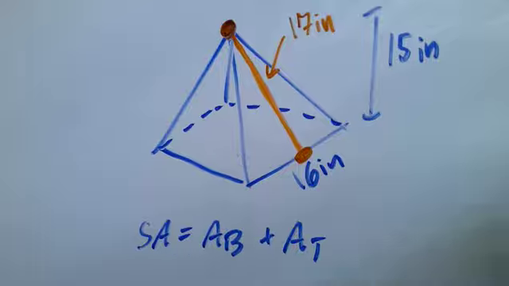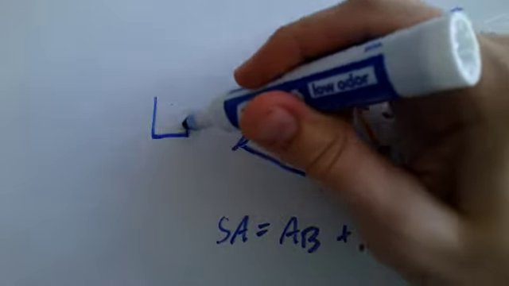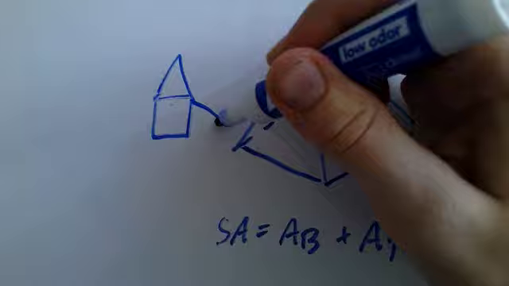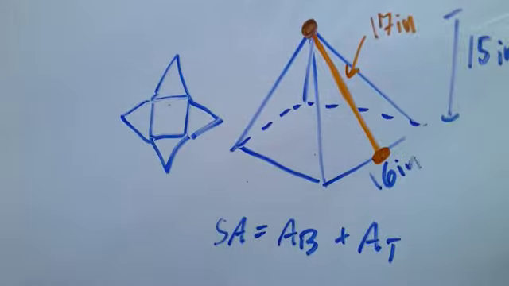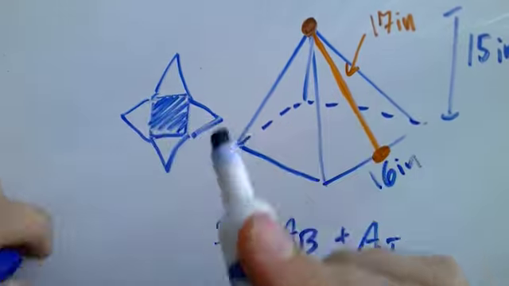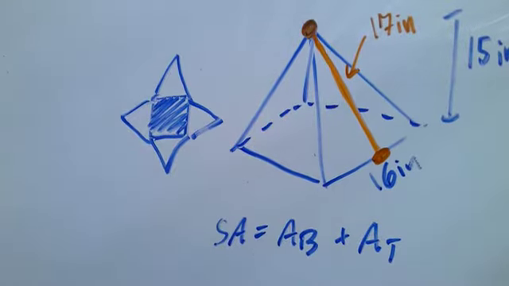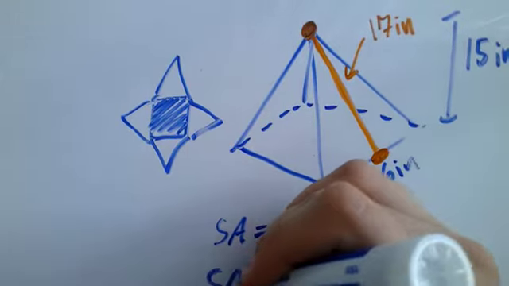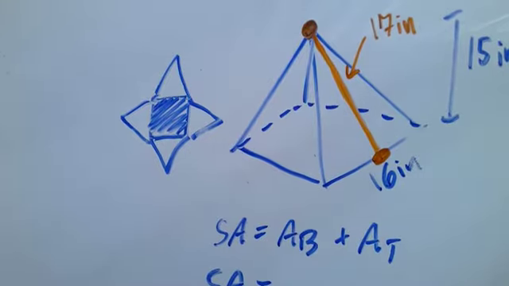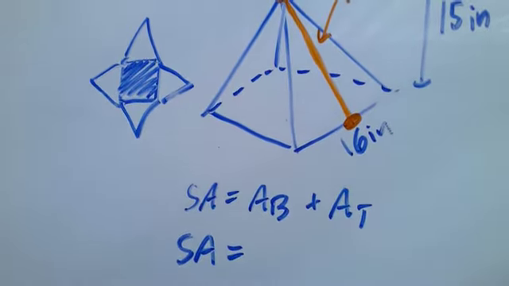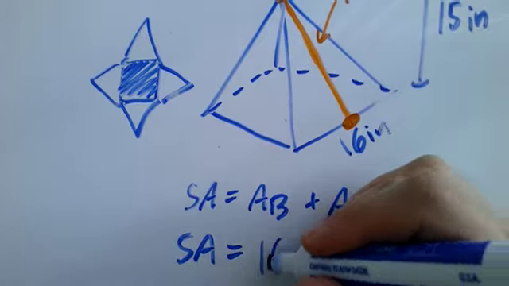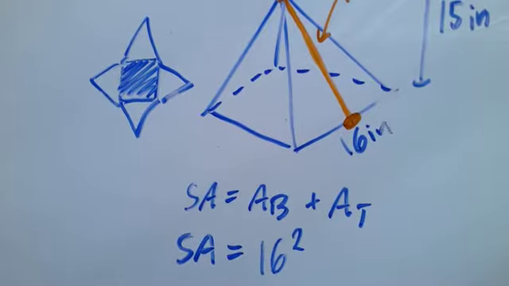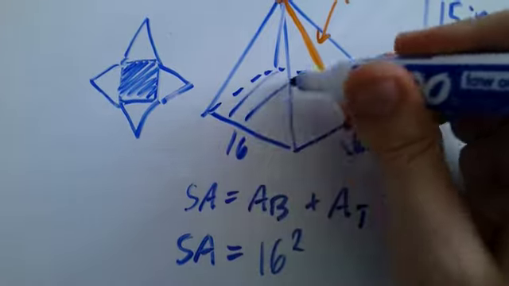Just imagine this pyramid folded out, right? If I take all of those sides and I unfold it, almost like this is a gift box or something and I'm unwrapping it. Now I know that I have to find the area of the base, and then I have to find the area of these 4 triangles. I know all 4 of them are the same, so that'll help me out. So first, let's try to find the area of the base. The length of a base side is 16 inches, so I know that my area of the base would be 16 squared. 16 times 16 gives me the area of this square.